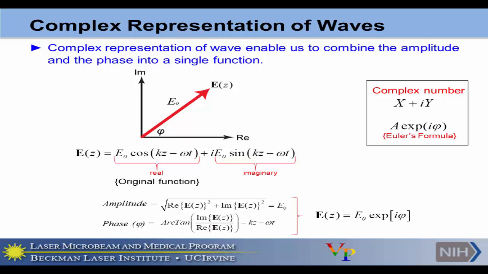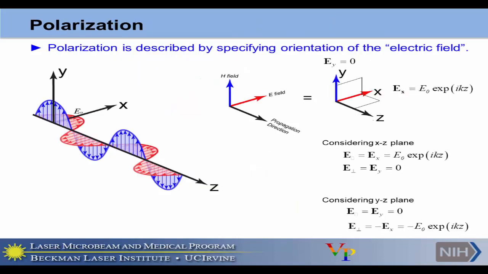So these are all basic components we use to represent waves. And then the next thing is polarization. The polarization is described by specifying the orientation of the electric field. In this case, the electric field is oscillating along the horizontal direction. If you consider this light, it is oscillating in all directions, but once we use a polarizer, we can separate the polarized light.